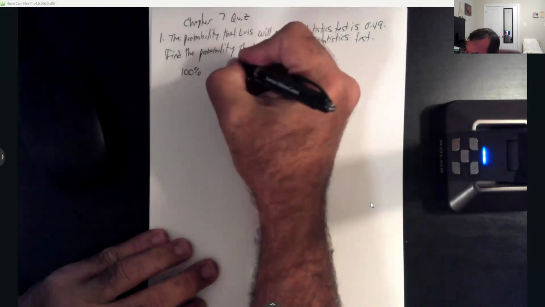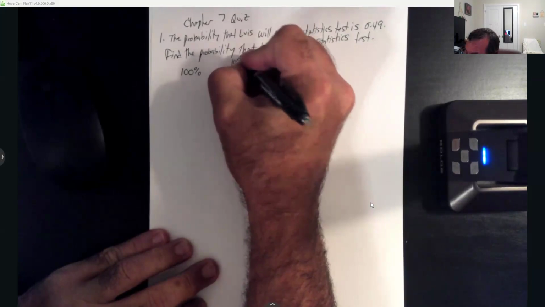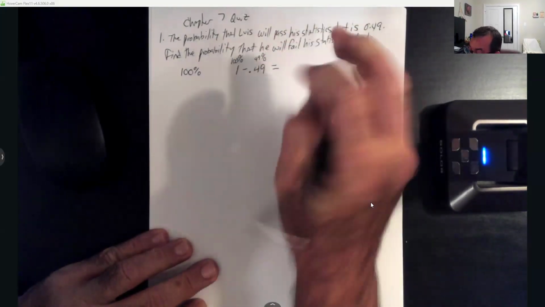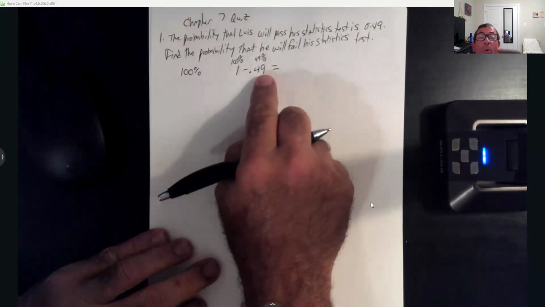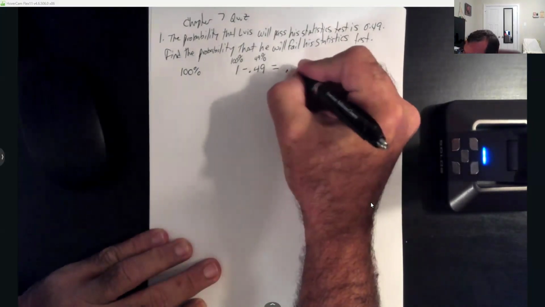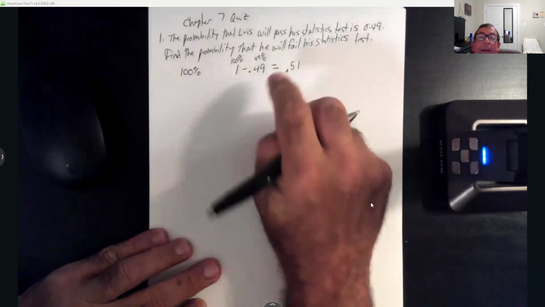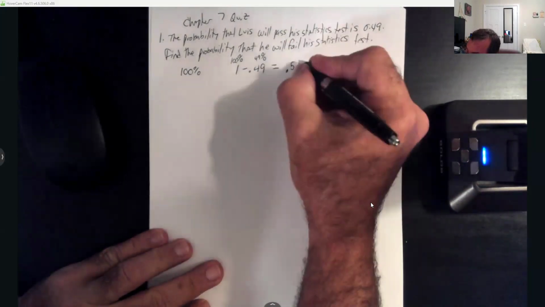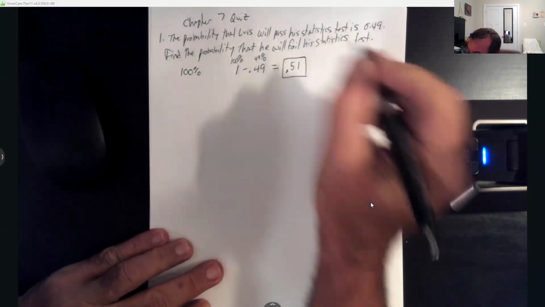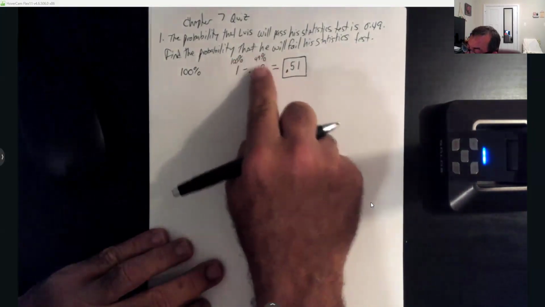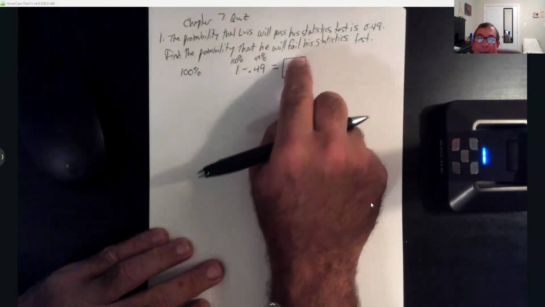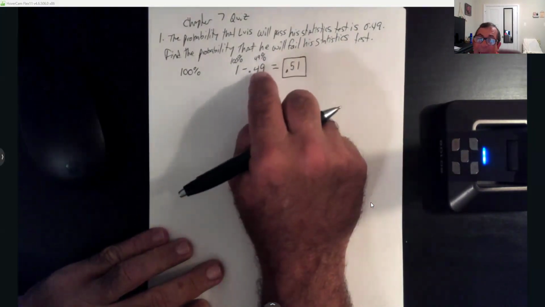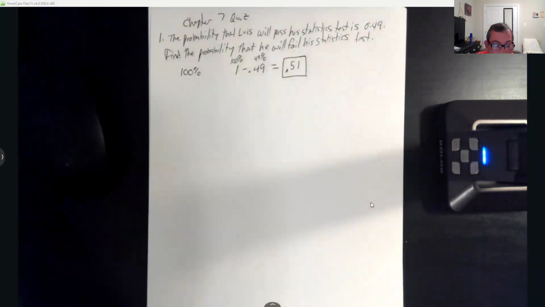So 1 represents 100%. 0.49 represents basically 49%. So 1 minus 0.49 gives me a 0.51. And this is basically a 51% chance. So he's got a 0.51 chance or probability that he will fail the test. So he's got better odds at failing than he did at passing, which was at 49.